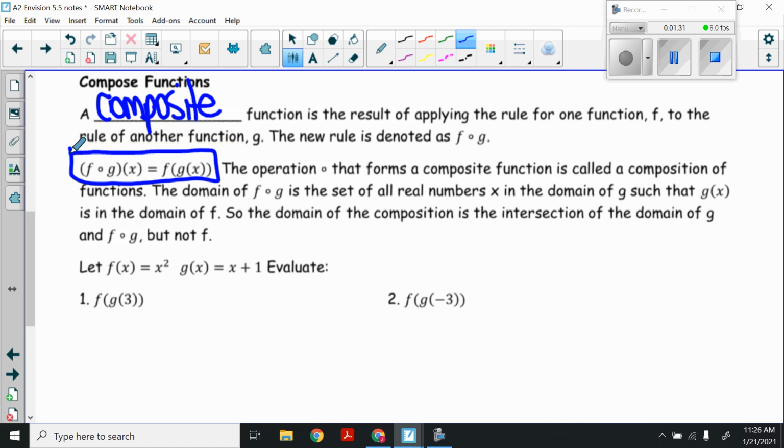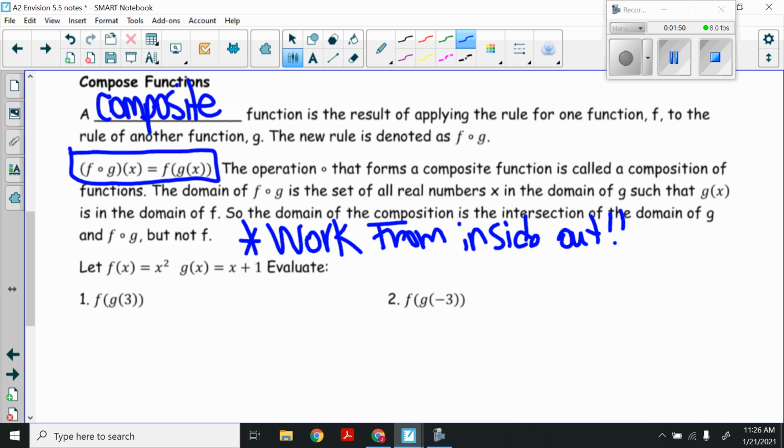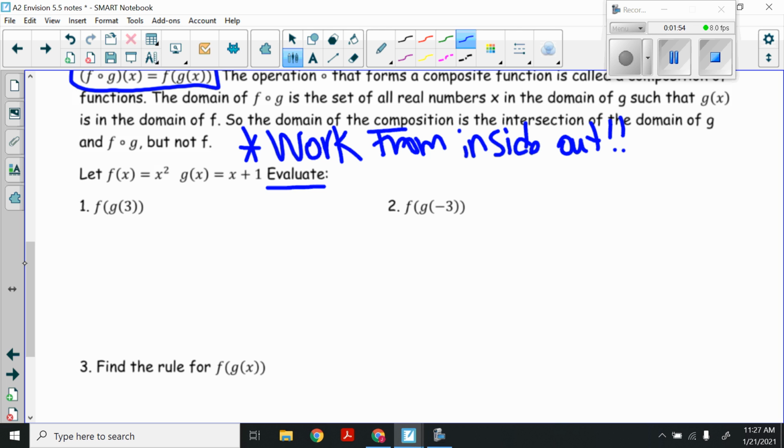Okay, so we're going to start out. It says let f of x equals x squared, g of x equals x plus 1, and evaluate. So my key to you is you want to work from the inside out. Okay, work from inside out. Remember, anytime we see the word evaluate, we know that we're going to get a number for an answer. Okay? So we're going to work from the inside out.